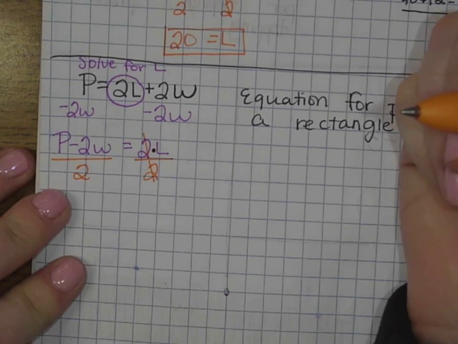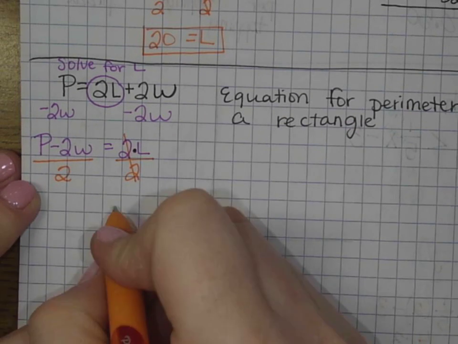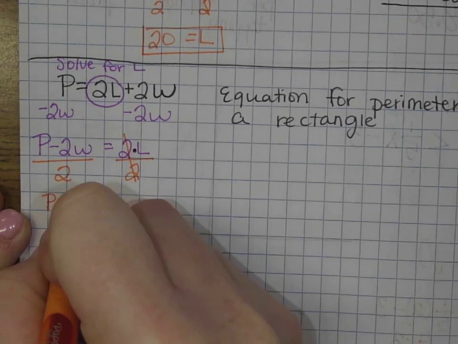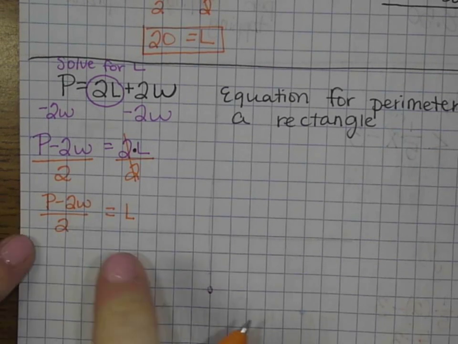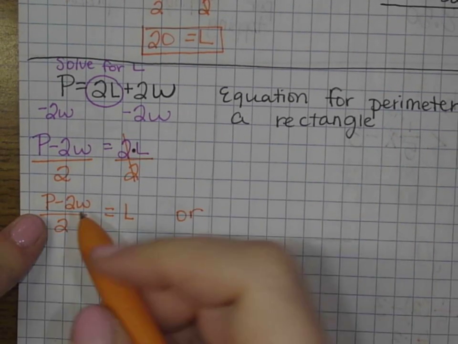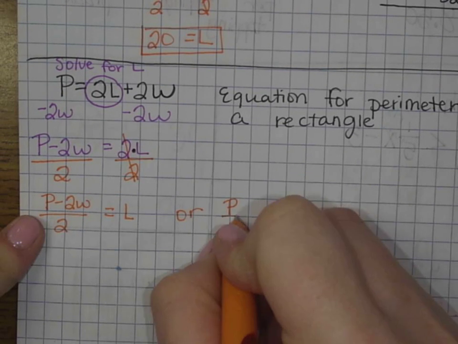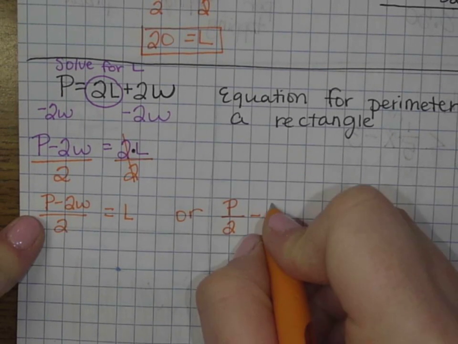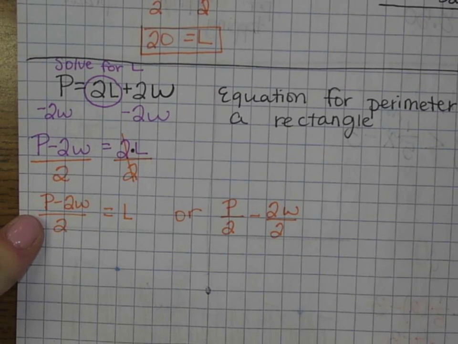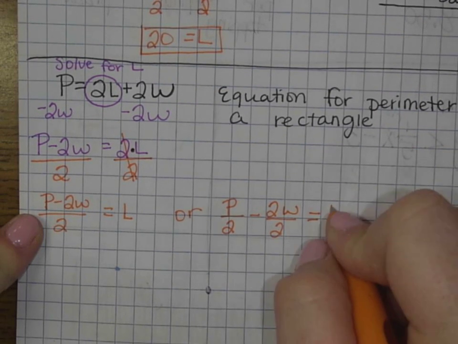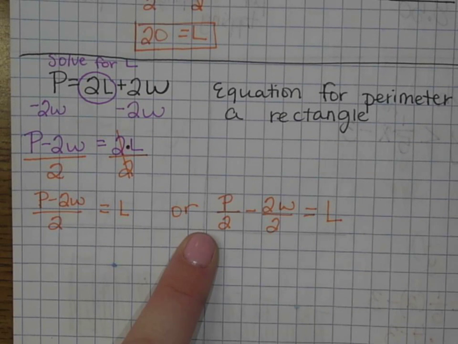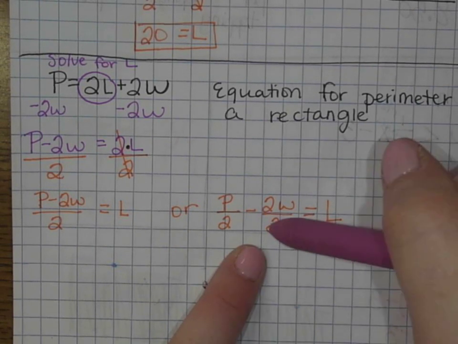Now, depending on the type of test, sometimes you'll just see it as P minus 2W divided by 2. You'll either see it like that, or you can break it into 2 parts. So it could be P divided by 2 minus 2W divided by 2 equals L. If you notice it's broken apart like this though, they're not going to leave it as 2 divided by 2.